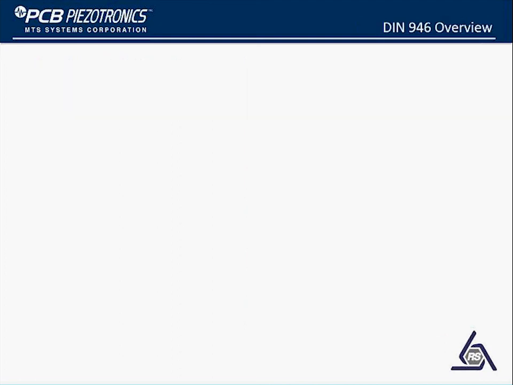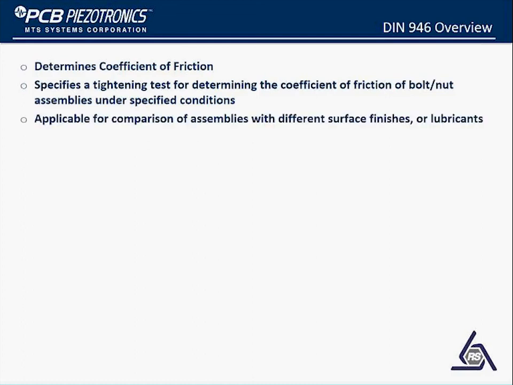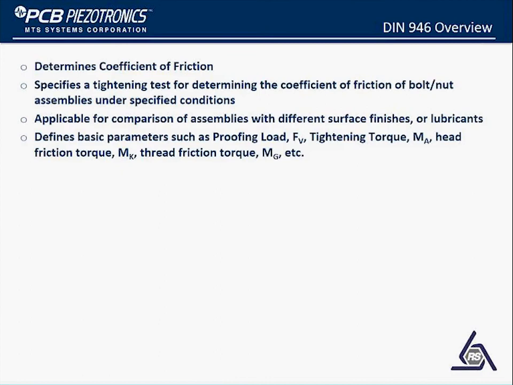So let's take a look first at DIN 946. What is that all about? It provides standards for determining friction coefficients, specifies a tightening test for determining the coefficient of friction under specified conditions. It's applicable for comparison of assemblies with different finishes. It defines the basic parameters such as proof load, tightening torque, head friction torque, thread friction torque, and so forth.